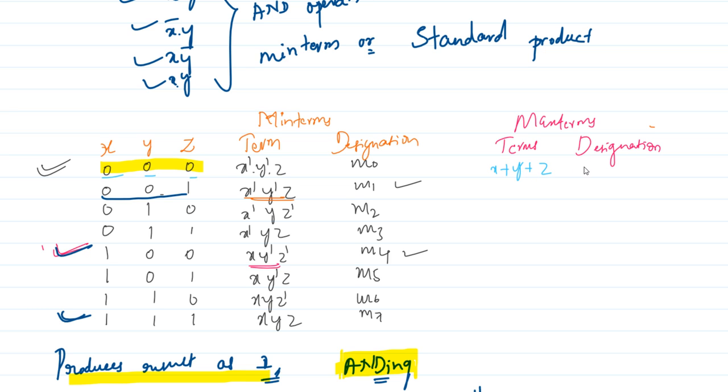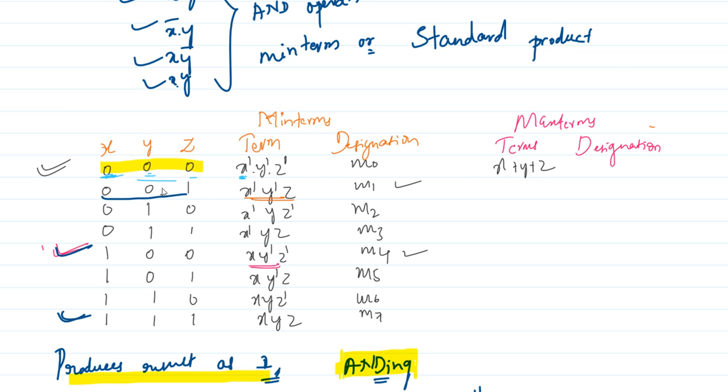This is the difference between max term and min term. Wherever zeros are there in min terms, you write the primed variable. See, x is 0, so I write x prime dot, y is 0, so y prime, z is 0, so this is z prime. But in max terms, wherever zeros are there, you just write the unprimed variable, that is, x is 0, so write as usual x plus y plus z.